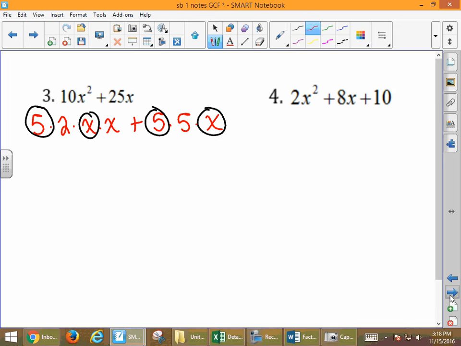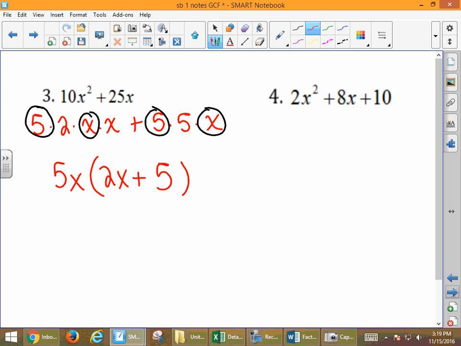So when we write our greatest common factor, it's the value that we circle. We only write it down once. 5 times x is our greatest common factor. And then we're left with the stuff that we didn't circle. 2 times x plus 5.